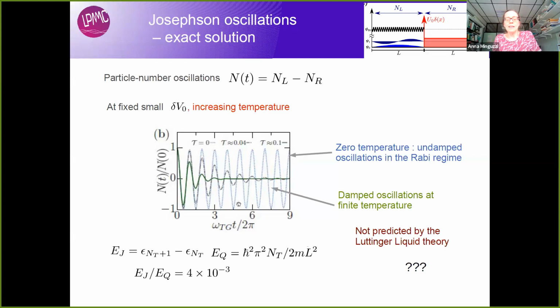And then we also found that if you perform the same calculation at finite temperature, starting from a finite temperature state and then evolving it in time, there is damping of the oscillations, which is not predicted by the Luttinger liquid theory. In what sense? Because the Luttinger liquid theory in this regime has a too large spacing among the excitation modes. Hence, it is not a true bath, and it doesn't give rise to any damping.